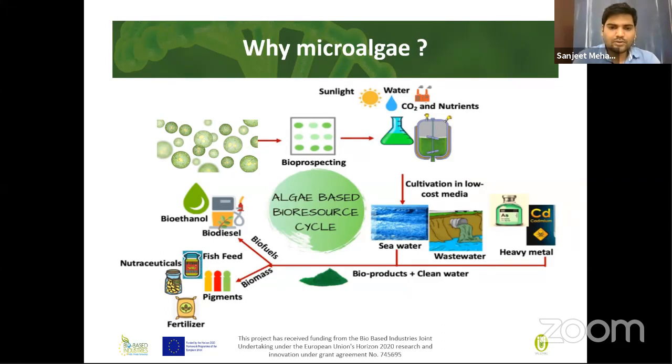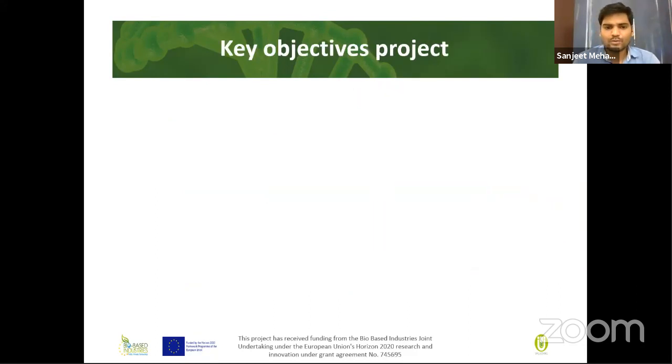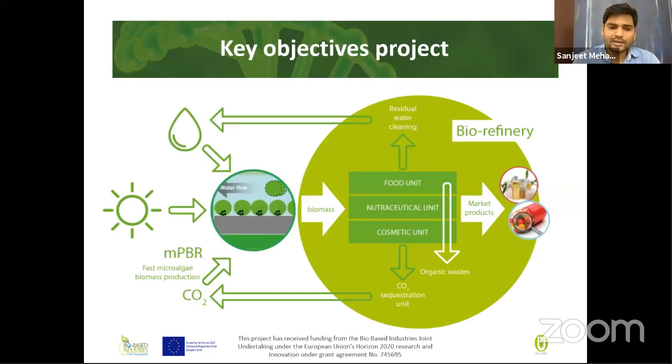So actually, we are working in the framework of the Valium Mug project, which is a European project. So we are developing a membrane photobioreactor for fast cultivation of microalgae. And at the same time, we use a CO2 sequestration unit. We capture the CO2 from the atmosphere, because in the atmosphere, the CO2 level is increasing day by day. And as researchers, we have to find an alternate, sustainable way to meet the growing demand of society. So we use the CO2 from the atmosphere and cultivate the microalgae in the presence of light.